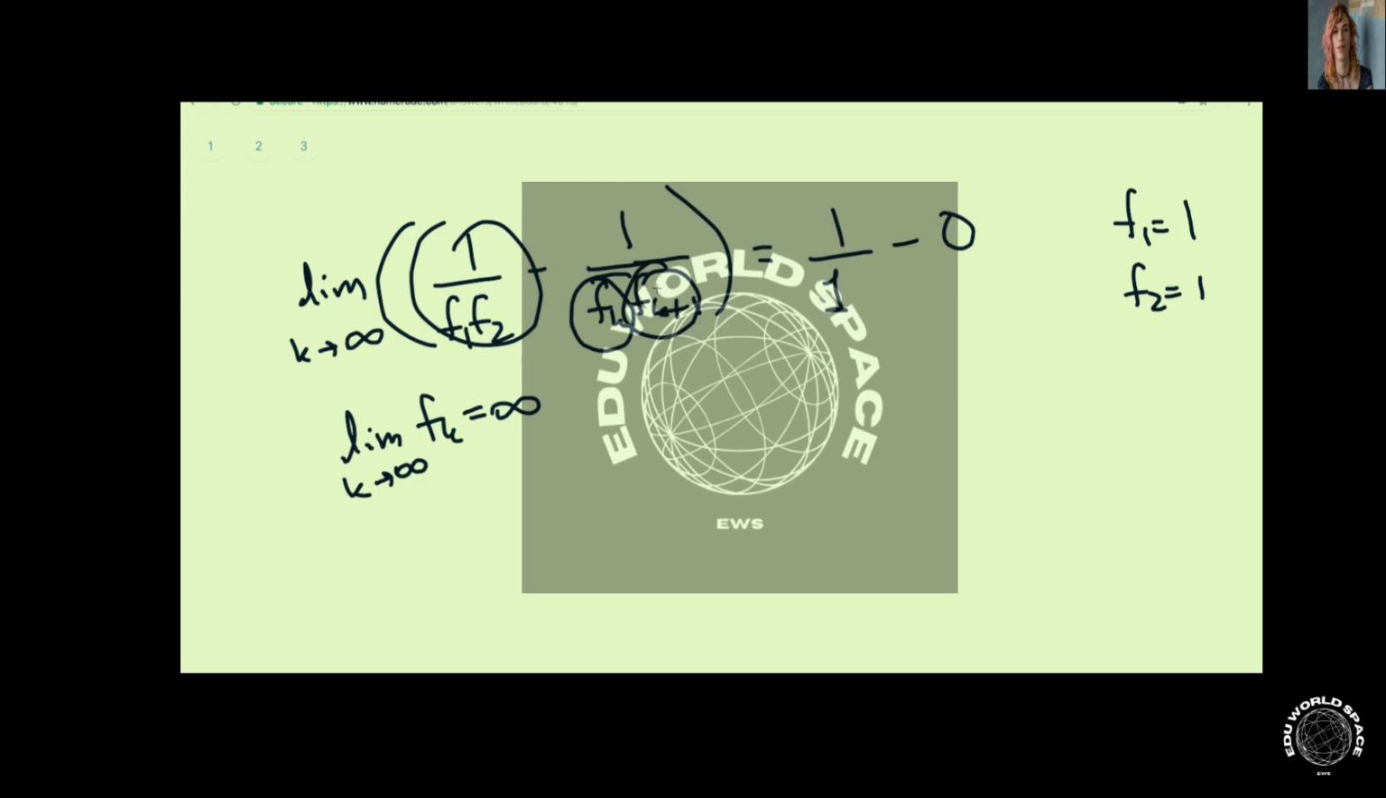The denominator goes to infinity, so the fraction as a whole is closer to 0. Therefore, the entire sum is just 1, and that is exactly what we wanted to show for part B. We wanted to show that the sum was equal to 1. Now, finally, let's also look at part C.